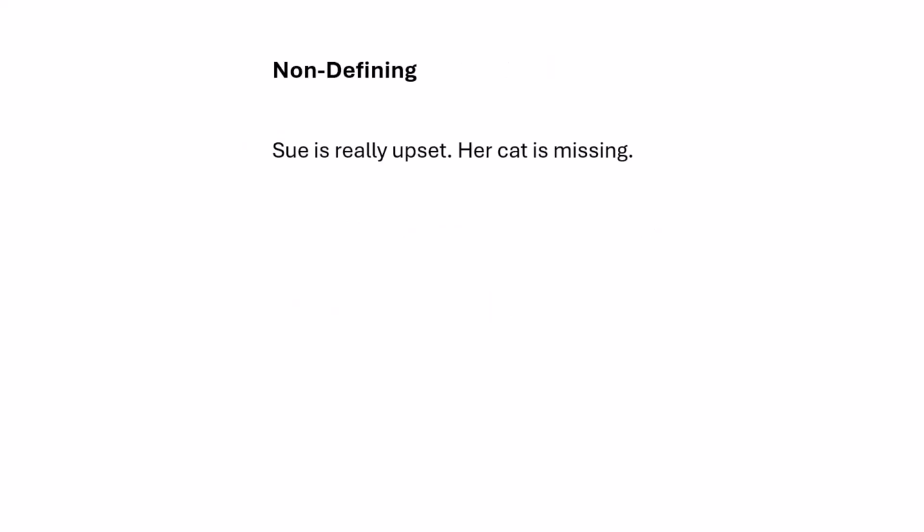Number 2. Sue is really upset. Her cat is missing. Sue, whose cat is missing, is really upset. This is a non-defining possessive relative clause. Because the subject Sue is specific, the relative clause isn't needed to define Sue. In these cases, the relative clause goes between commas. When you read this aloud, you pause naturally where the commas are. Sue, whose cat is missing, is really upset.